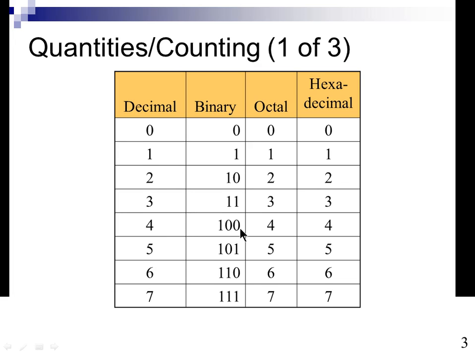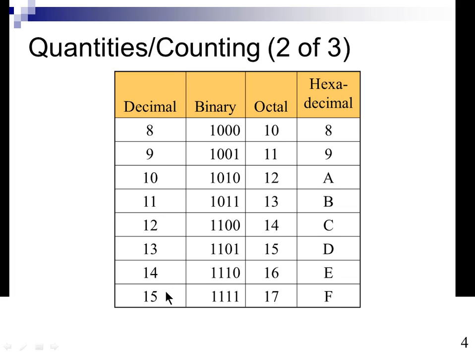4 is binary 1 0 0. 2 raised to 2 is 4, and 4 into 1 is 4. The rest are 0 weightages. 5 is binary 1 0 1: 4 into 1 is 4, and 1 into 1 is 1, so 4 plus 1 gives me 5. 6 is 1 1 0: 2 raised to 2 is 4, 2 raised to 1 is 2, and 4 plus 2 gives me 6. 7 is 1 1 1. If we continue up to 15, it will be 1 1 1 1.